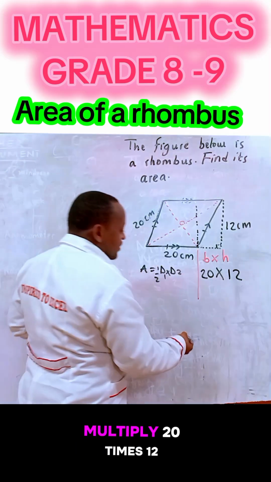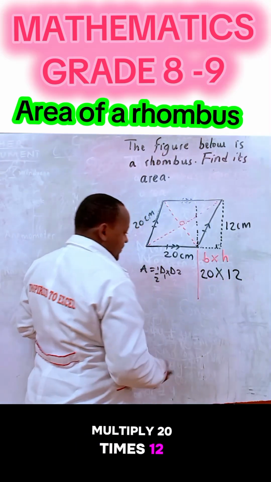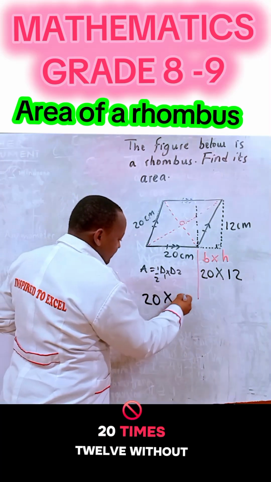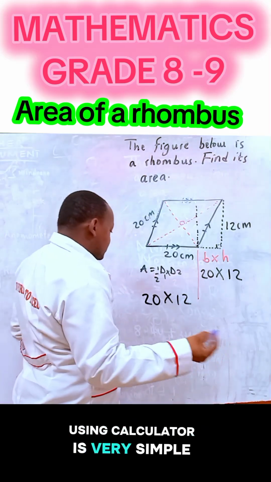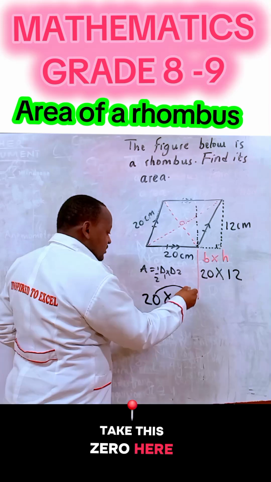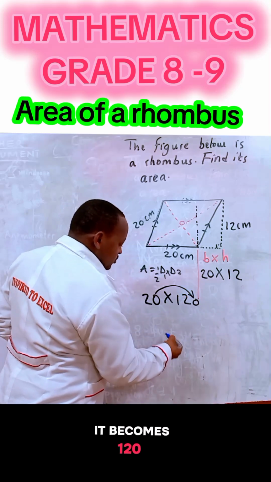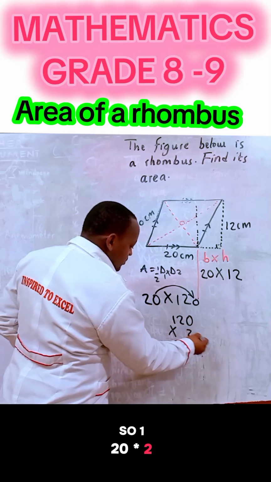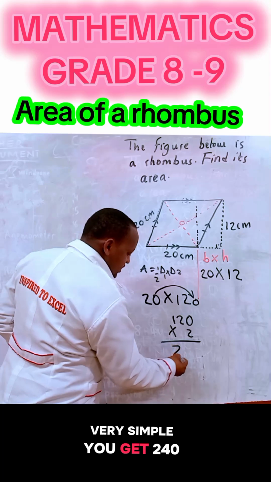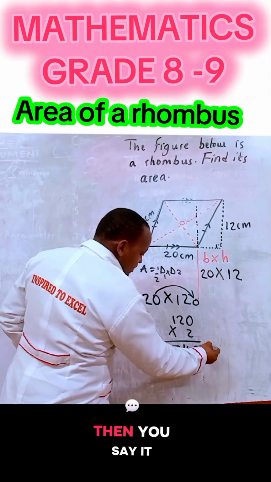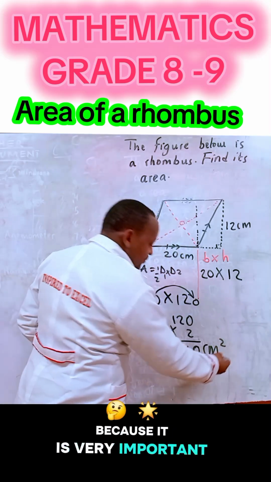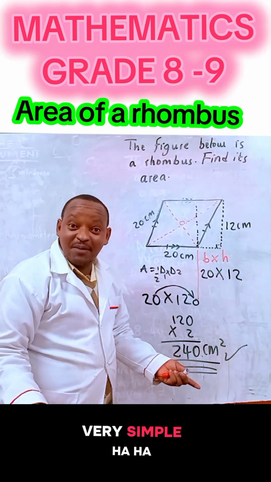So multiply 20 times 12. Without using a calculator, it's very simple. Take this 0 here. It becomes 120. So 120 times 2. Very simple. You get 240. Then you say it is centimeter squared because it is area. Very simple.